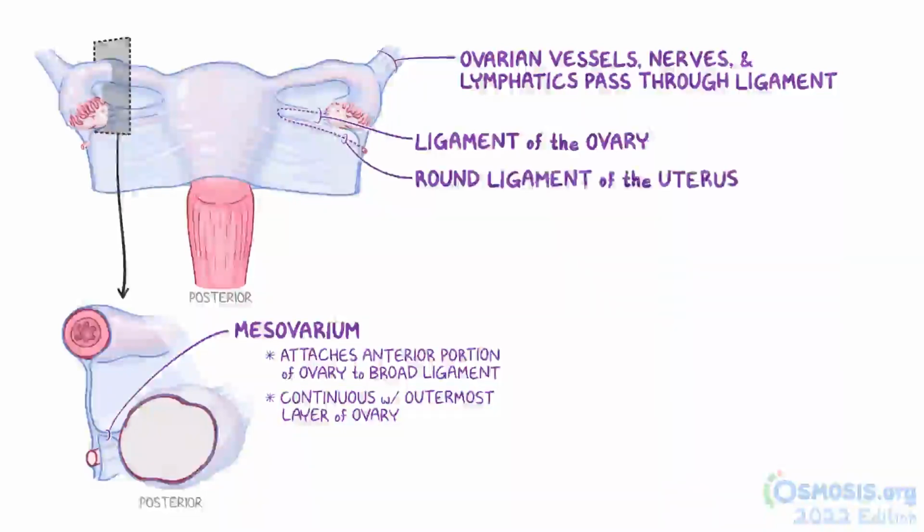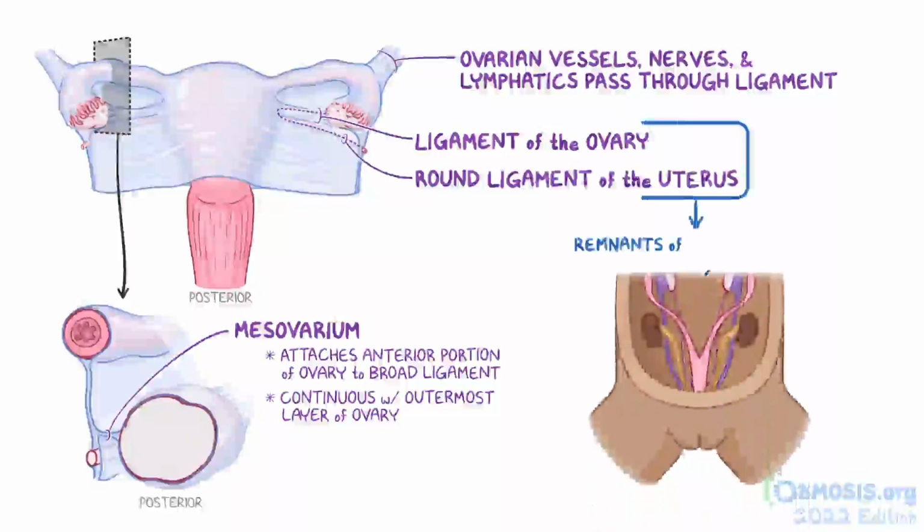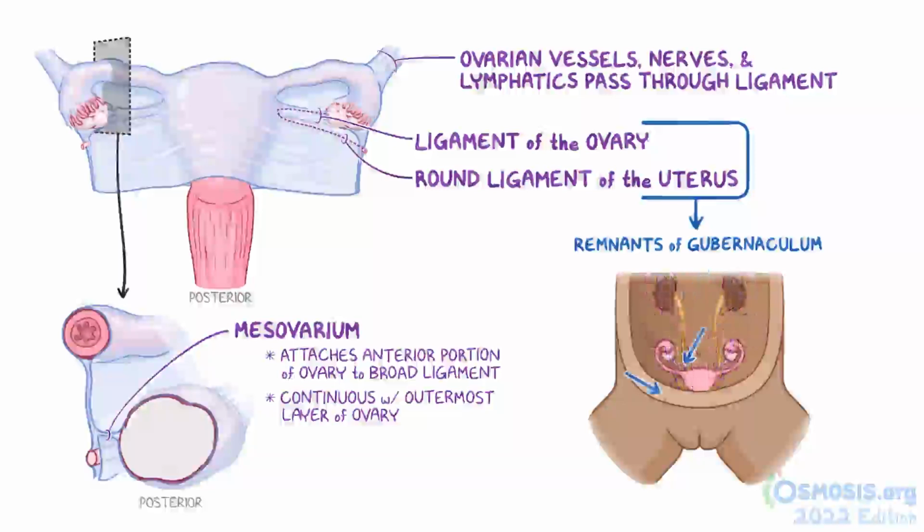The ligament of the ovary and the round ligament of the uterus are embryological remnants of a structure known as the gubernaculum. The two gubernacula are embryonic structures that guide the ovaries in their descent from the abdomen to the pelvis.